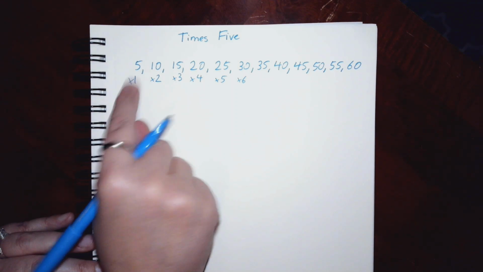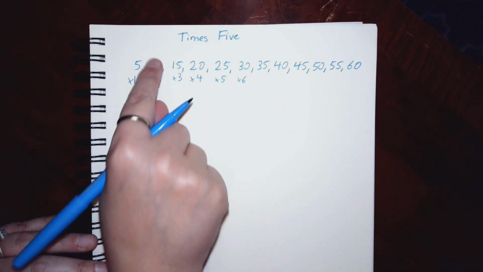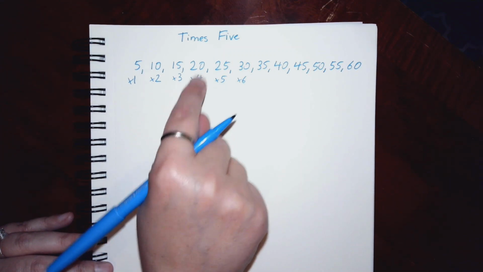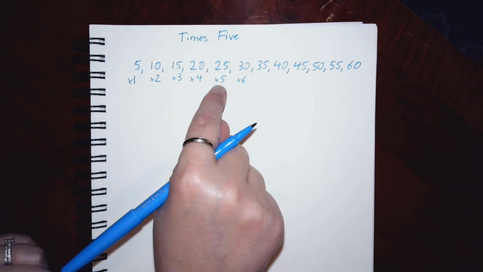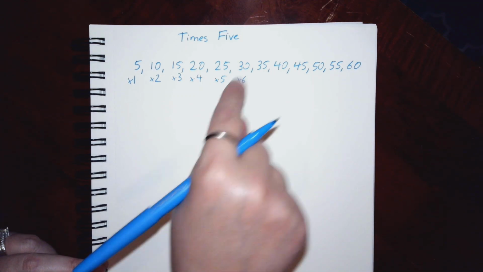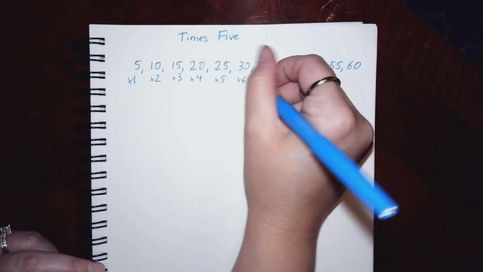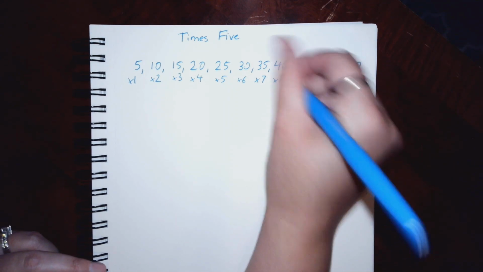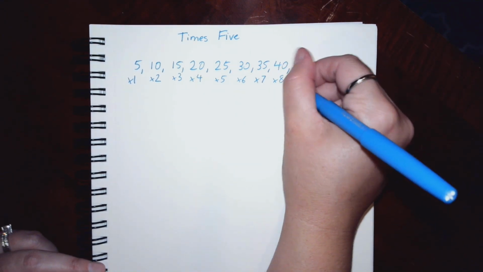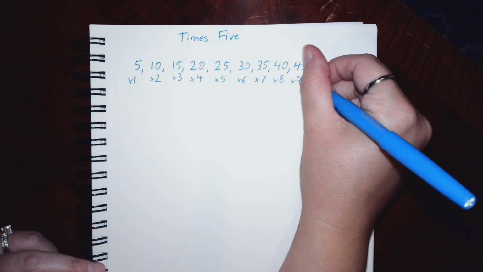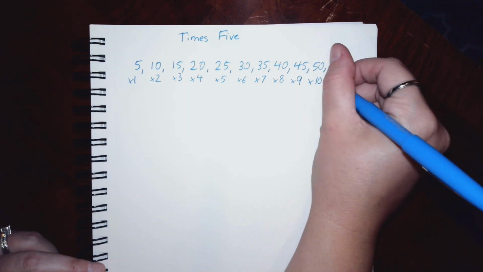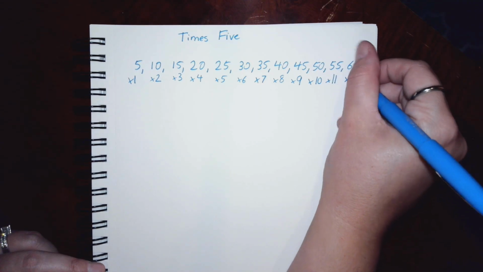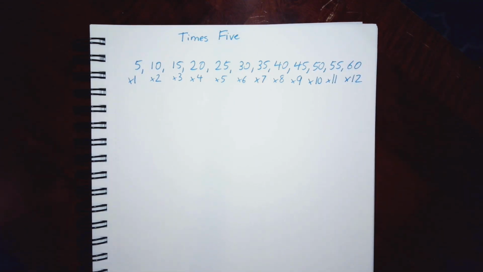Okay, so here, this would be my times 1, times 2, times 3, times 4, times 5, times 6. So this is 5 times 1 equals 5. 5 times 2 equals 10. 5 times 3 equals 15. 5 times 4 equals 20. 5 times 5 equals 25. 5 times 6 equals 30. 5 times 7 equals 35. Times 8 gives me 40. 5 times 9 gives me 45. 5 times 10 gives me 50. 5 times 11 gives me 55. And 5 times 12 gives me 60.